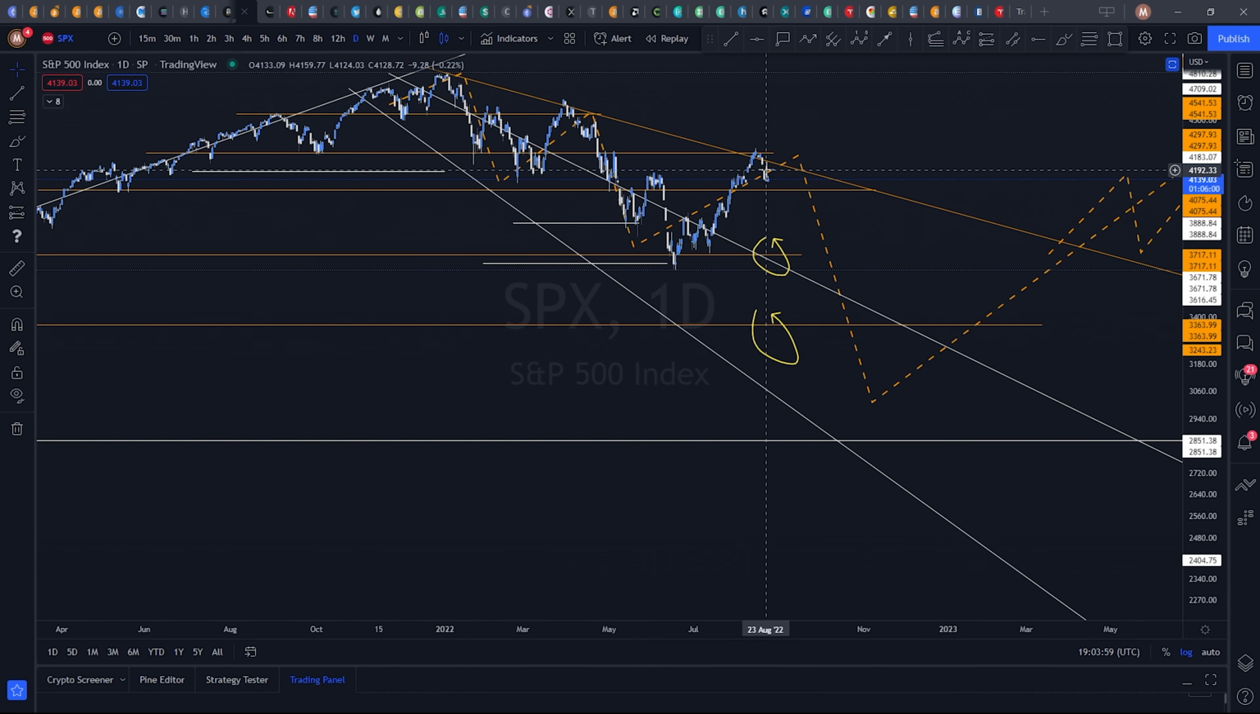Tesla, again, just kind of hitting these support levels, these consolidation levels. It might bounce around a little bit, but I'm still expecting lower lows.